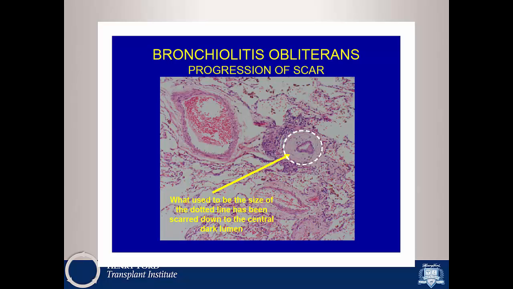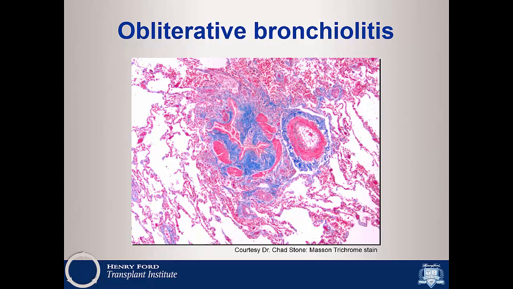This is the pathology of OB, and you can see the dotted line is where the airway used to be, and this is the actual airway being closed down by fibrotic foci. Another example with a trichrome stain of an airway. Here's another airway, and you can't even really see the lumen of this airway because it's so fibrotic at this point.